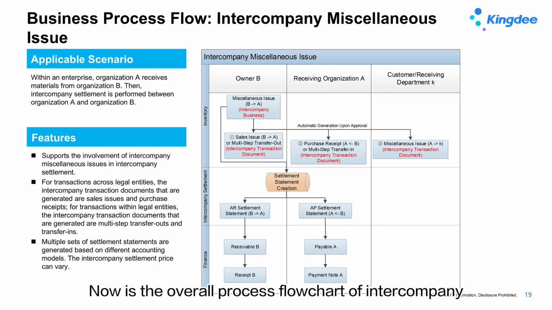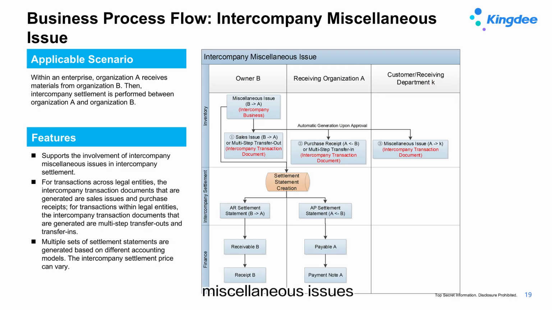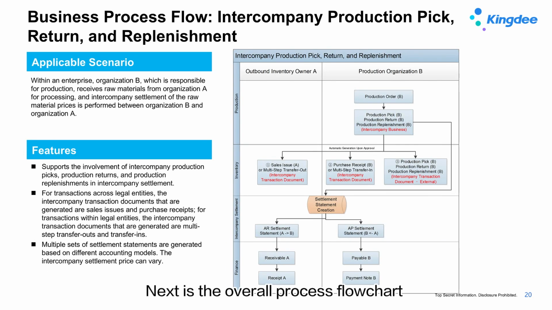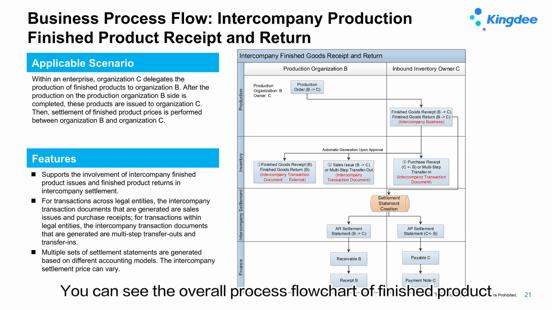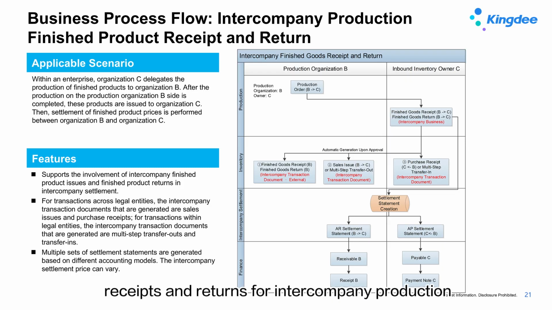Now is the overall process flowchart of intercompany miscellaneous issues. We advise you to pause and read this. Next is the overall process flowchart of intercompany production pick, return, and replenishment. We advise you to pause and read this. You can see the overall process flowchart of finished product receipts and returns for intercompany production.